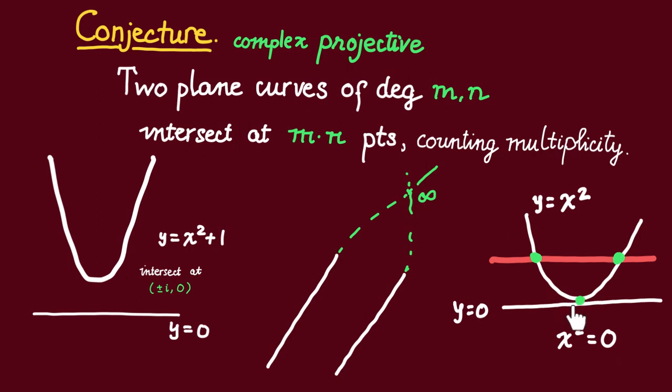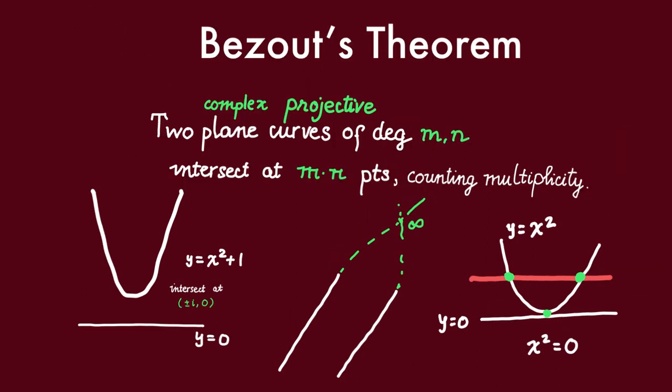So to account for this situation, we want to modify our conjecture and say instead that two plane curves of degree m and n are going to intersect at m times n points, but that's only if we count multiplicity. Now in this form, this is no longer a conjecture, it's actually a true theorem.